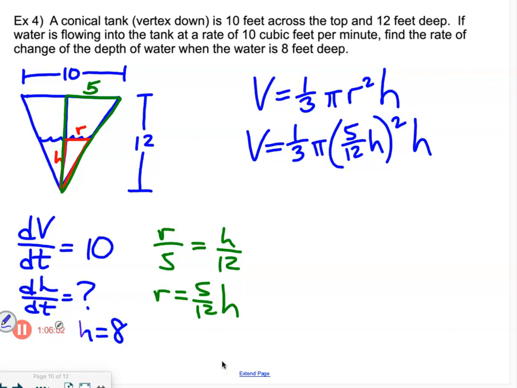So we get volume equals 1/3 pi times 5 squared over 12 squared. Sometimes I like to multiply them out, and sometimes I like to just keep them, but that's okay. What would be my exponent on my h? h cubed, right? So now find the derivative. What's this big giant thing in front? That's a coefficient, right? So that just comes along for the ride times the derivative of h cubed.